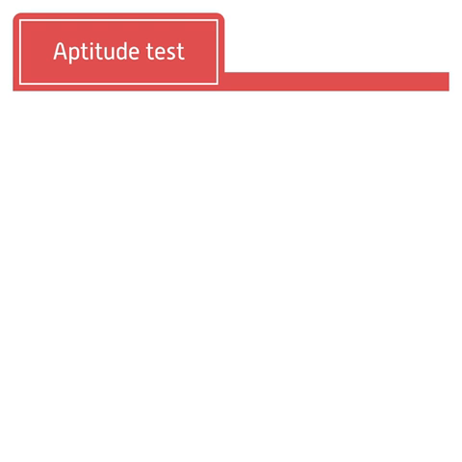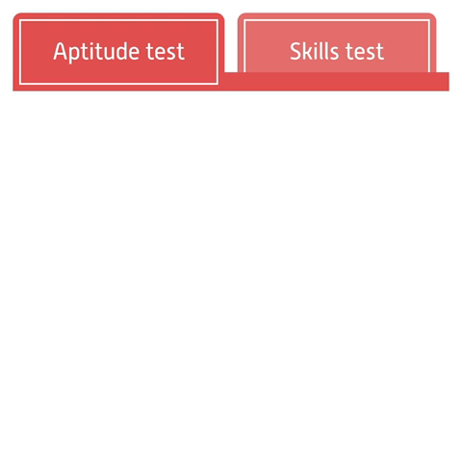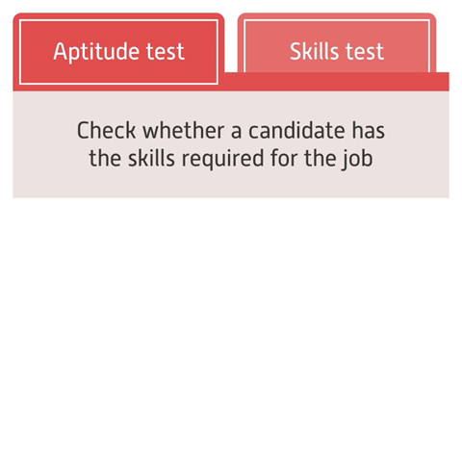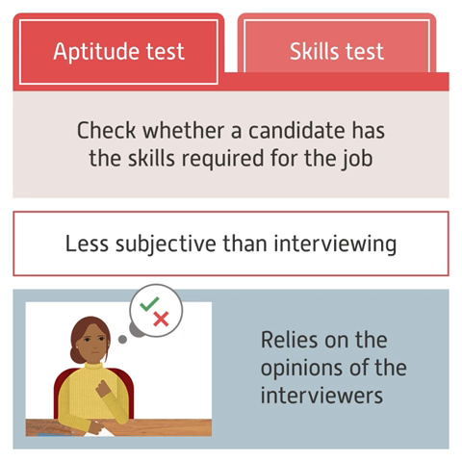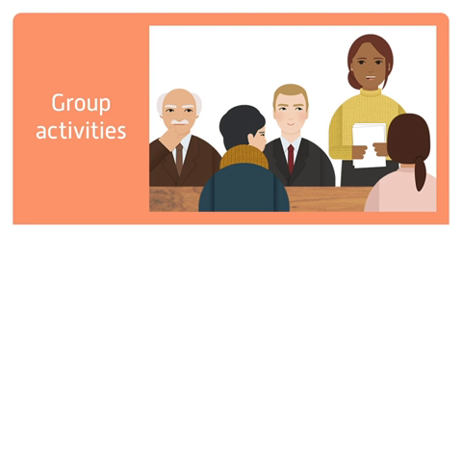An aptitude test or skills test allows employers to check whether a candidate has the skills required for the job. This is a less subjective method of selection than interviewing, which relies more on the opinions of the interviewers, who might not all agree.